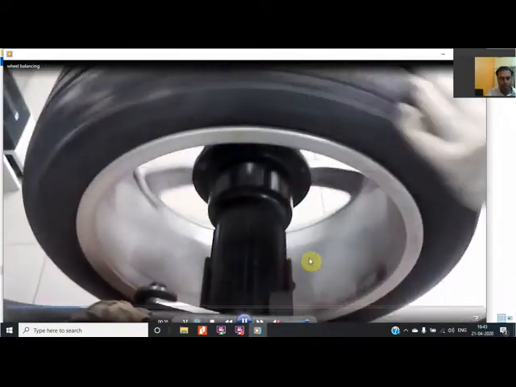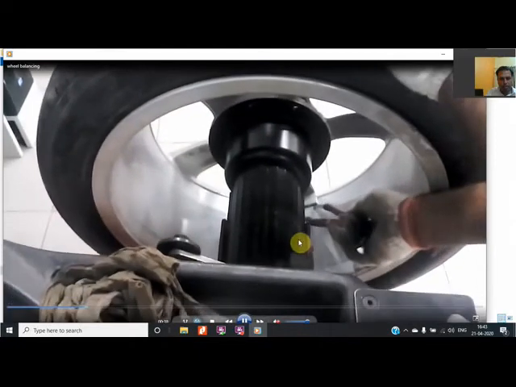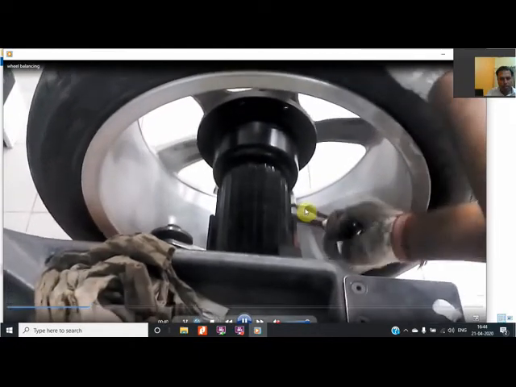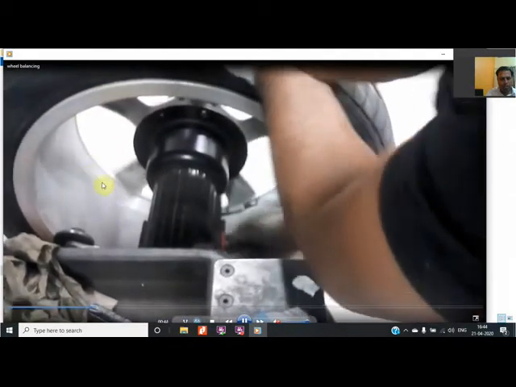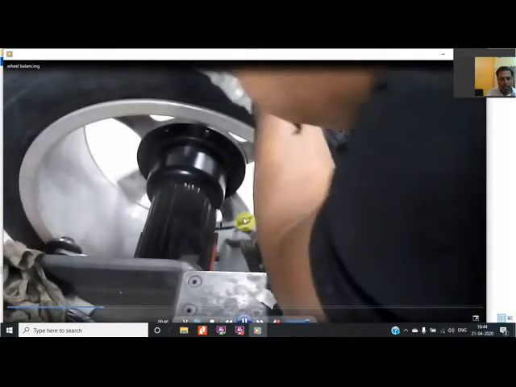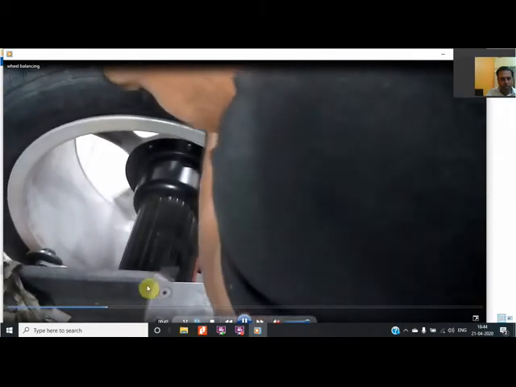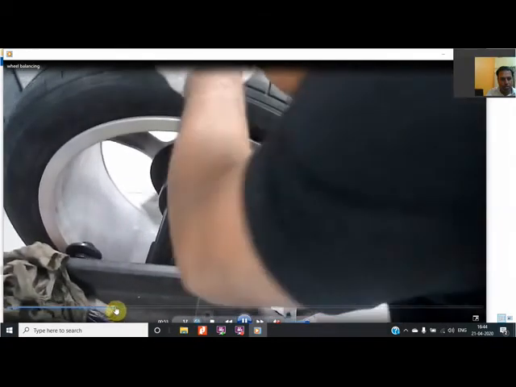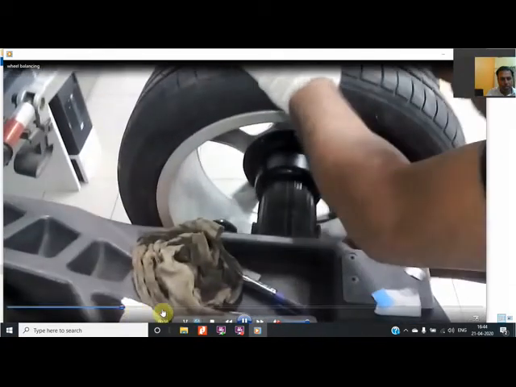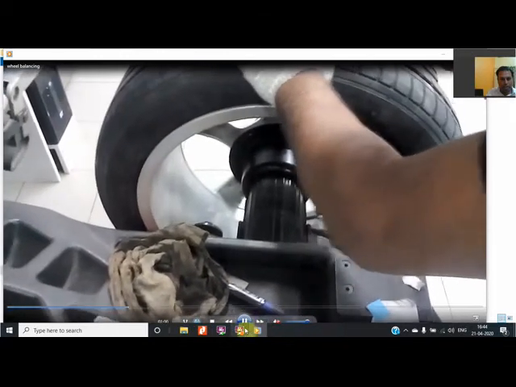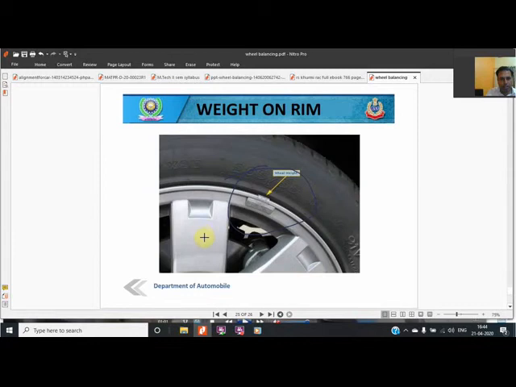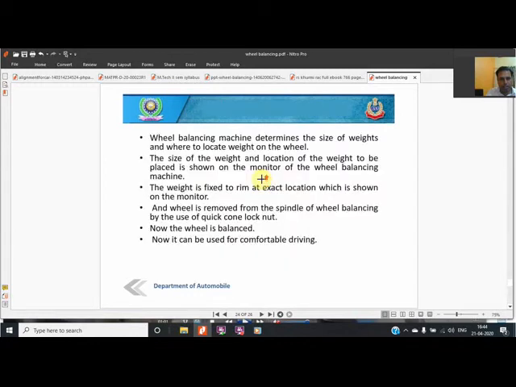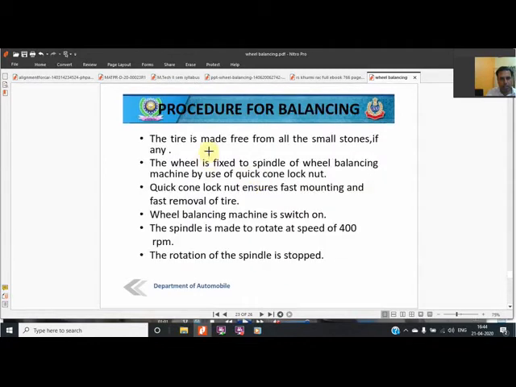At the start, they are removing the weights. These types of weights are used in costlier vehicles, because the rim is also a bigger size and the weights are pasted, so that's why he's removing them. With this, he should also remove the small stones, because if stones are in the threads, it will cause certain problems. As explained in the procedure, we have to remove all the stones.